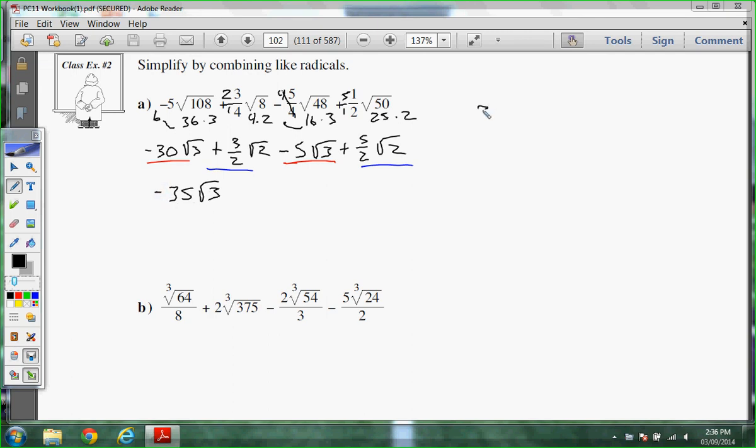Well, just go over here. Well, what's 3/2 plus 5/2? Well, they already have a common denominator, so that's nice. It's 8/2. Well, that's just 4. So the answer here is going to be plus 4 root 2. So that's that one's complete answer there.